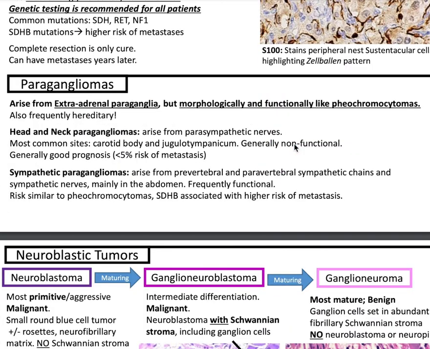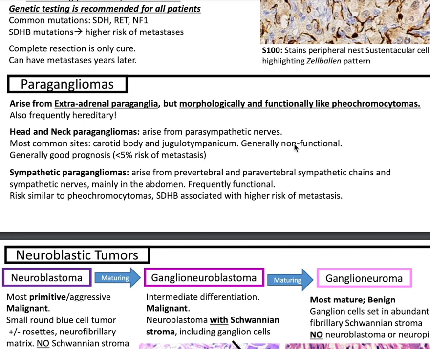Paragangliomas. This arises from extraadrenal paraganglia, but morphologically and functionally like pheochromocytomas, also frequently hereditary. Personally, I have had confusion with paragangliomas and pheochromocytomas. The way I like to think of it, pheochromocytomas as adrenal paragangliomas.